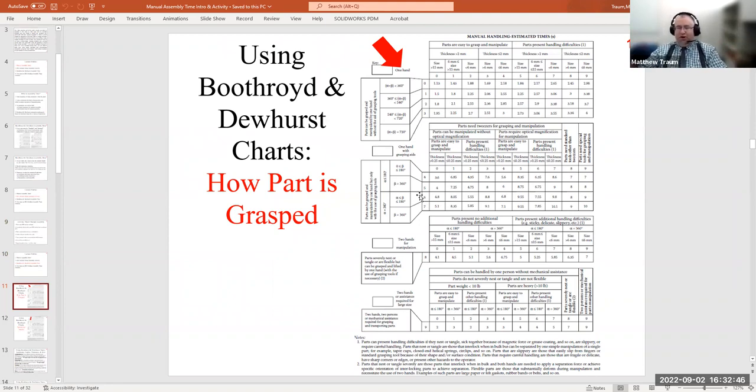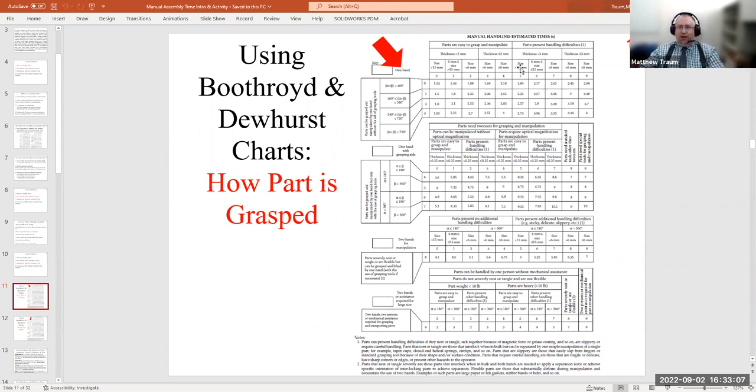But this is more about navigating the overall chart. So the first thing that we want to do in estimating the assembly time is think about the sequence, and for the very first part the assembler has to reach out and pick that part up. So that's the first handling step.